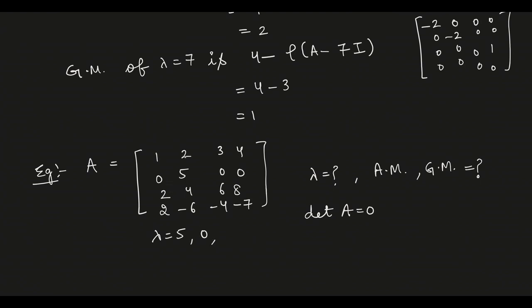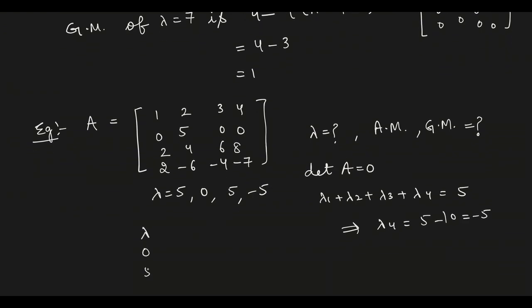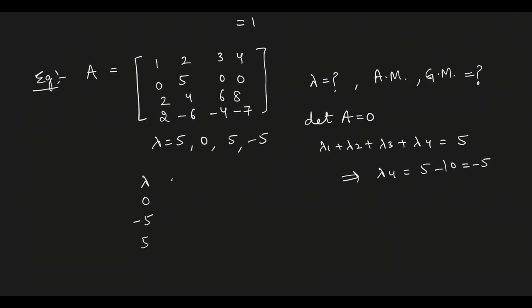You can see this column sum is also 5, na? Every column sum is 5 and the rest can be computed by using the trace. Lambda 1 plus lambda 2 plus lambda 3 plus lambda 4 is equal to the trace, and the trace is 1 plus 5, 6, 6 plus 6, 12, minus 7, 5. Lambda 4 will be 5 minus 10, minus 5. Yes, correct. The eigenvalues are 0, minus 5 and 5.